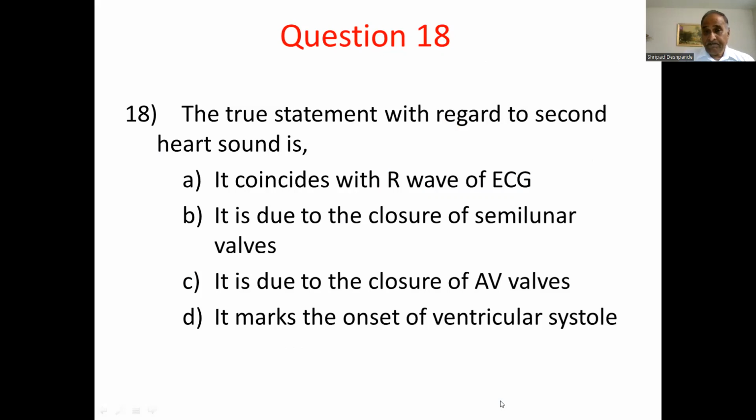You can just rule out these possibilities. The R wave corresponds with the closure of AV valves, the first heart sound. So closure of the AV valves produces the first heart sound. So A and C are not the answer for this. And it's not the onset of ventricular systole. So it is exactly the closure of semilunar valves.